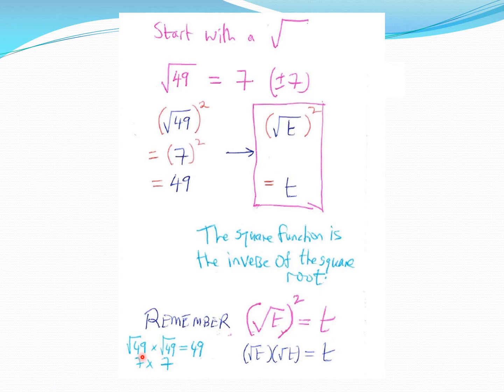So again, to summarize, the square root of 49 by the square root of 49 is 7 times 7, which is equal to 49. And likewise, root t by root t is equal to t. And that's just the same as the square root of t all squared equals t.